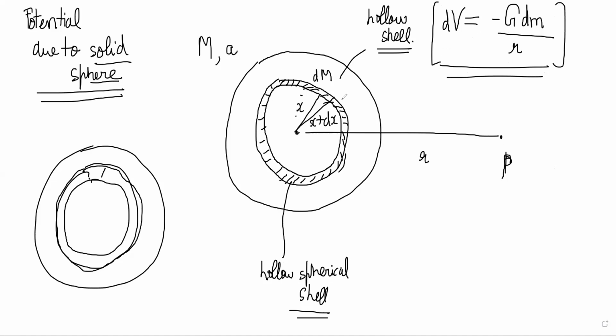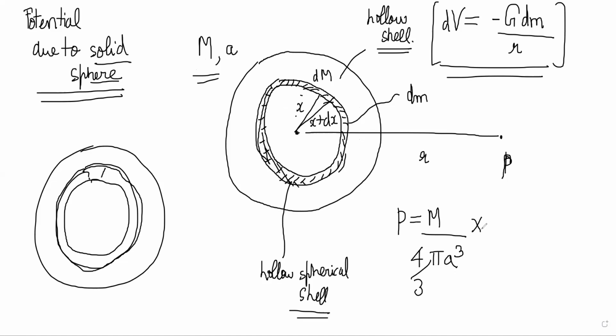Now we have to find the mass in this. That is easy because now you have mass in the whole sphere. So mass density will be mass by volume. You have to multiply the density with the volume inside these two. So volume inside these two will be 4 pi x squared dx. Can anyone tell me why it is this?